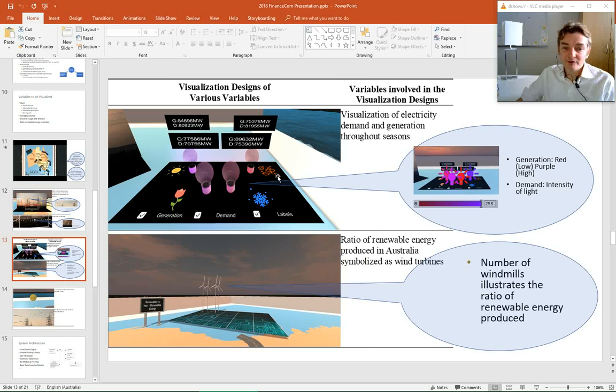Here we see a little bit more information, a complex information desk basically. It symbolizes the generation of electricity throughout the seasons, so summer, spring, winter. Although in Western Australia, more or less, we have only 2 seasons, winter and summer, we put 4 seasons there. One thing is basically the generation. Red means low, and purple means high, so we use this as the color coding there. And the demand is basically the intensity of the light. Of course, this is not so well to show in 2D now. And the number of windmills tells you the ratio of renewable energy which is produced.